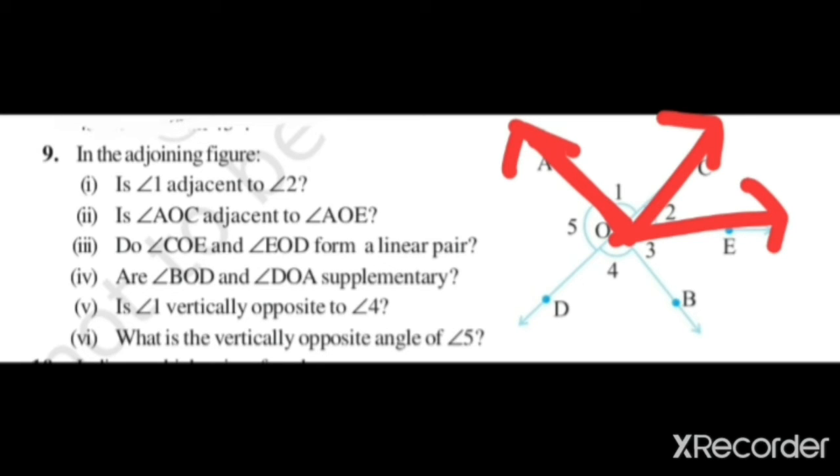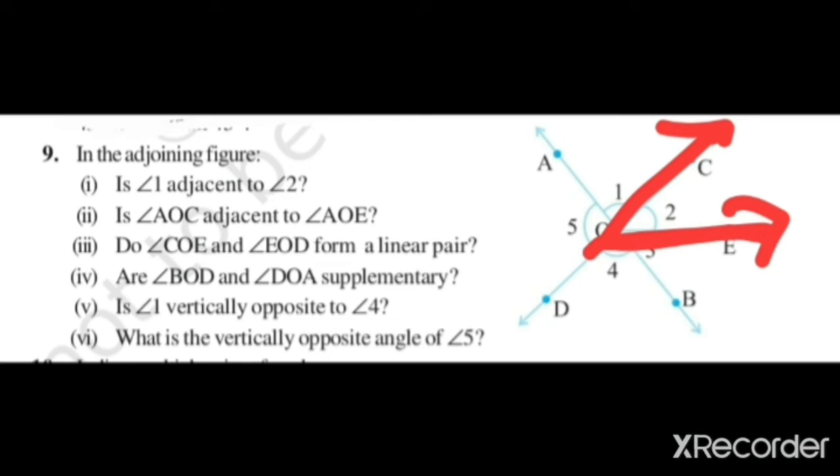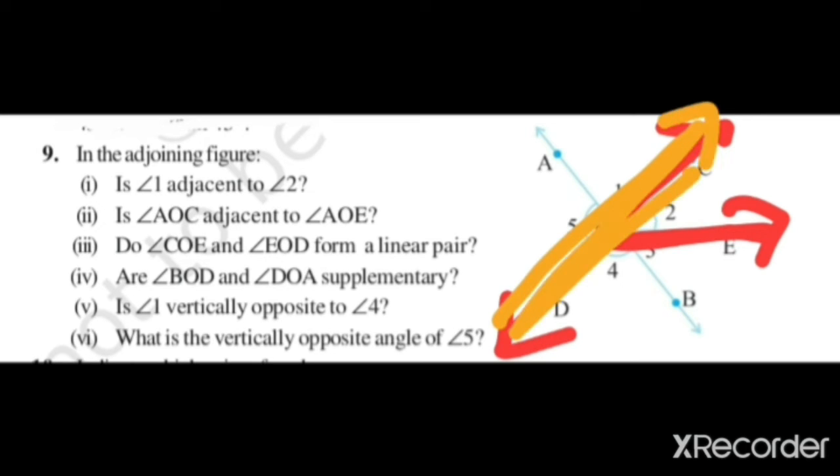No, because these angles have no common arm. Only the common vertex is there, O. Question 3. Do angle COE and angle EOD form a linear pair? Angle COE and angle EOD. Yes, they form a linear pair.